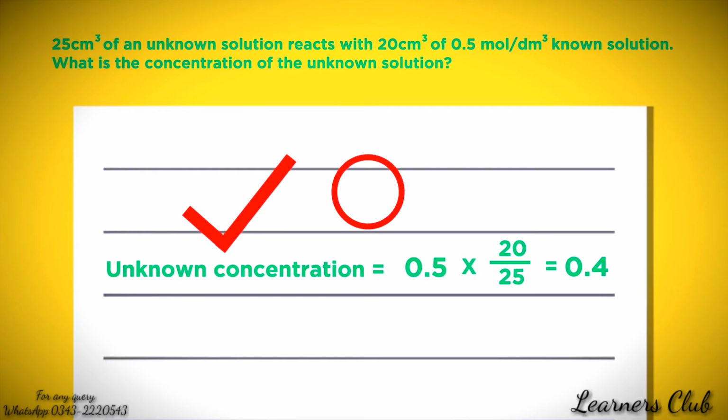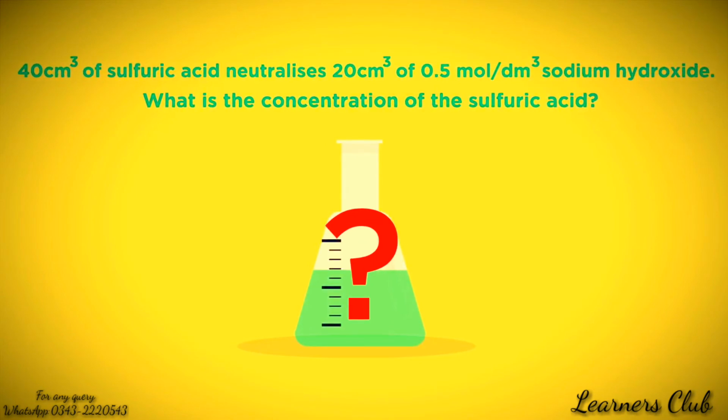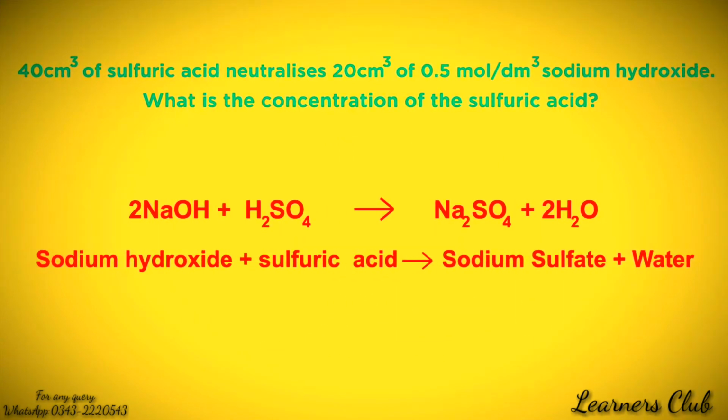But you may not pick up all the marks in the test or an exam using this formula because it doesn't show your understanding. Sometimes you need to work out the proportions involved in the reaction by looking at the equation for the reaction. So if we had this question, the balanced equation would look like this. So 2 moles of sodium hydroxide reacts with 1 mole of sulfuric acid. We are now ready to do the calculations.